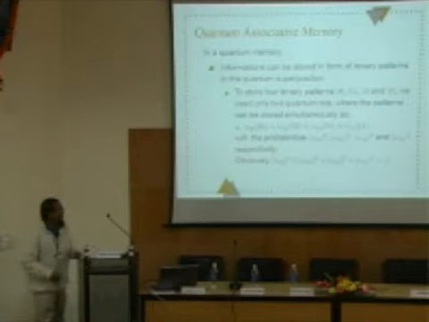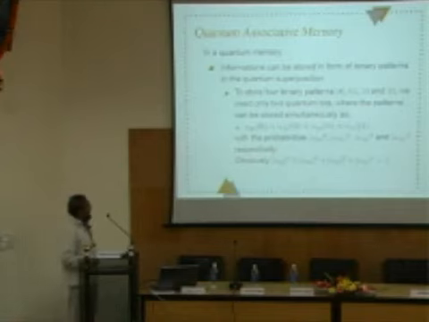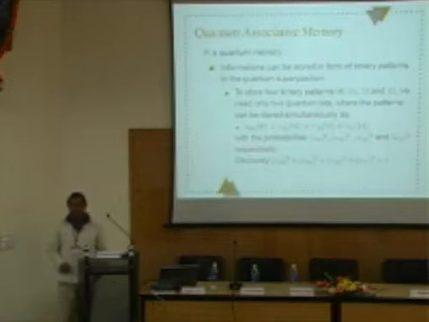We store a number of patterns much less than 2 to the power n. So obviously, what should it look like? For example, if I store 2 patterns using 2 qubits, then these coefficients should be as small as possible, and these coefficients should be as large as possible. Just the basic idea.